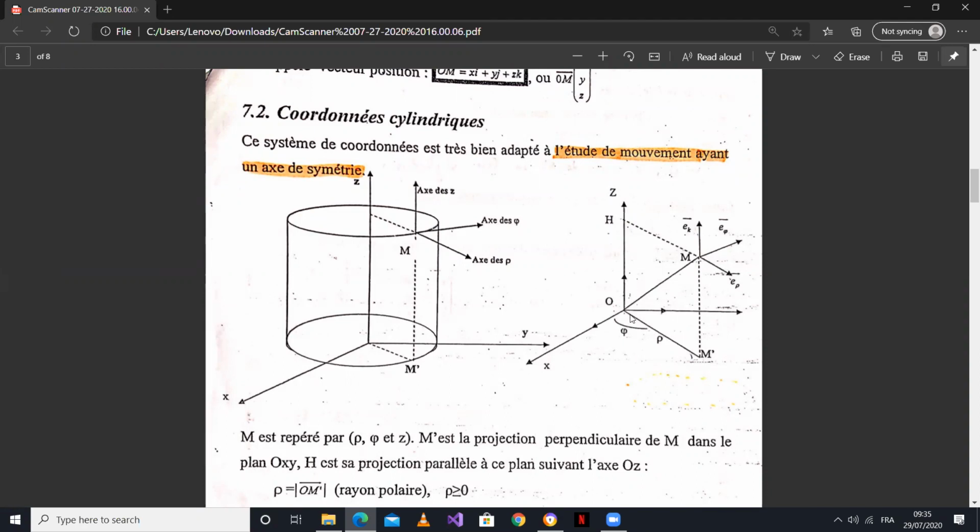It's going to be rotating. So this phi is going to be telling us how much it's rotated, the angle it's made around this axis of symmetry, the Z axis. So that's your angle phi.